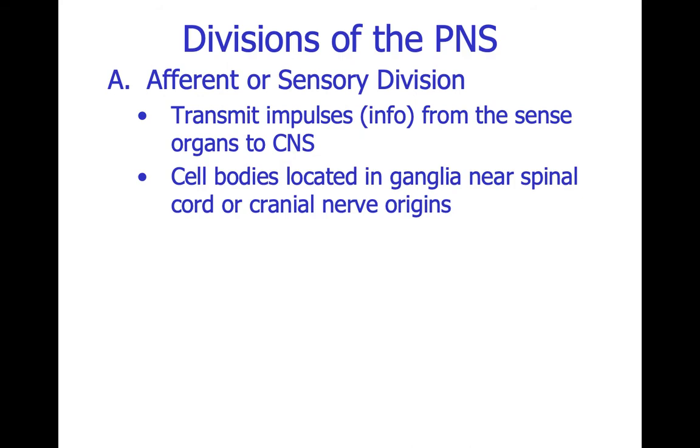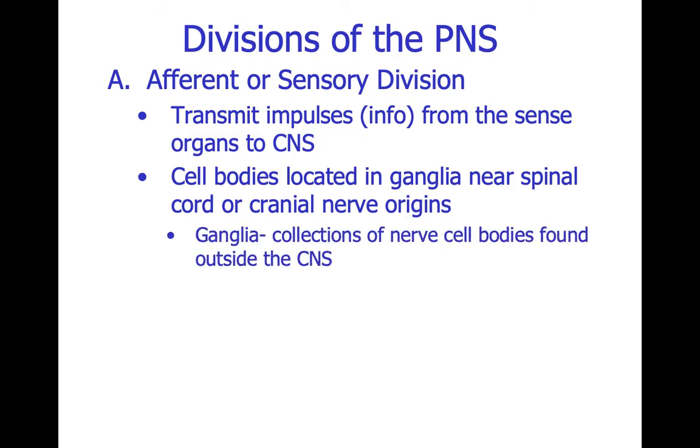Now, hopefully you're going, what's a ganglia? Hold on. Ganglia are collections of nerve cell bodies found outside of the central nervous system. All right, so in a little bit, we're going to talk about the structure of a neuron, and neurons have cell bodies. If we have a clump of cell bodies that are located outside of the central nervous system, that clump of cell bodies is referred to as a ganglion for one or ganglia for multiple.